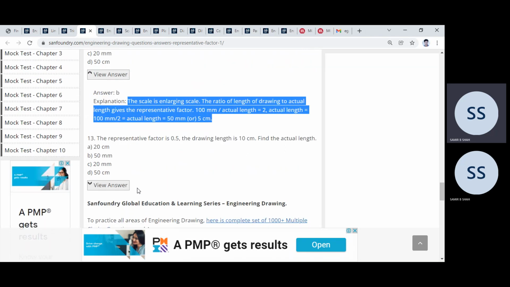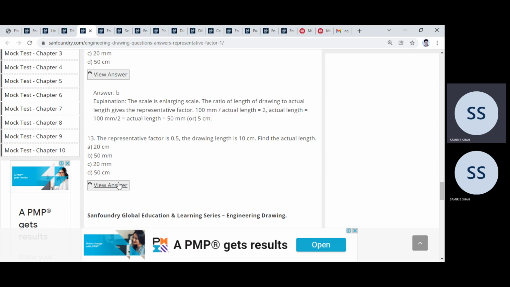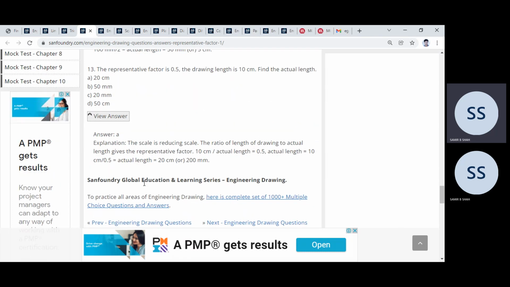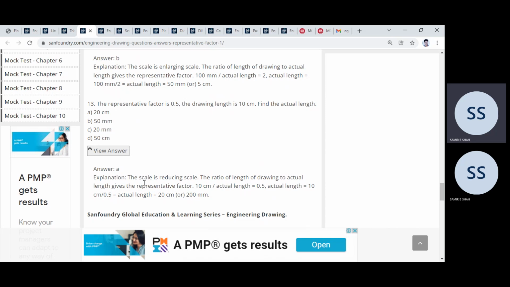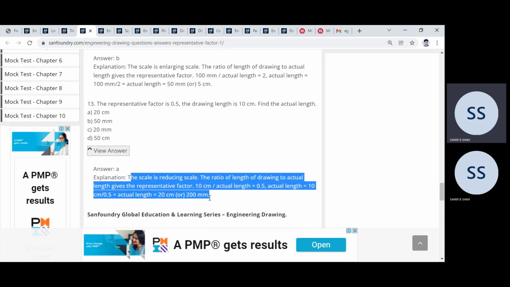If the RF factor is 0.5 and the drawing length is 10 centimeter, what is the actual length? Okay, so it's once again a repetitive question for us. If the length is given, you may try to convert it in mm, or if it is in centimeter, then you have to convert in centimeter. Hope you know the relation between mm and centimeter. Right. Now, next one.